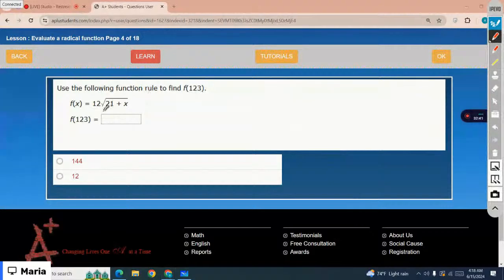Here you have 12 square root 21 plus 123, right? 124 square root equals 112, 108. So which is the correct option? That's option number 1. 144 is the correct option. Got it? Option number 1 is the correct option.